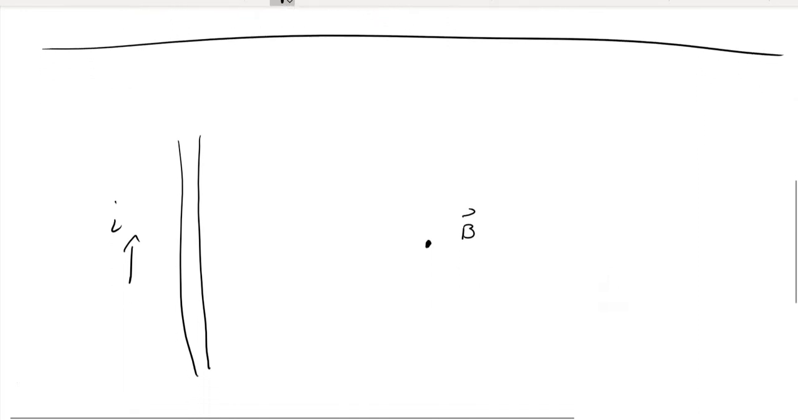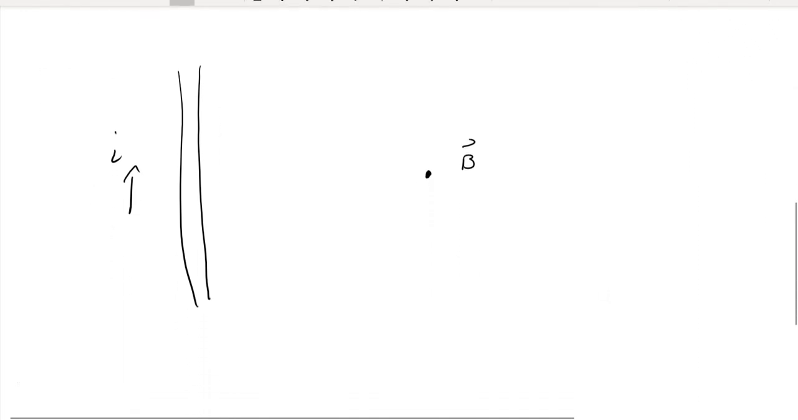So we want to see that by having this current moving through the wire, what kind of magnetic field are we going to produce? And the first thing that we can do is, at this point out in space, we can figure out what the direction of that magnetic field is going to be at that point. We can do that by using the right-hand rule.